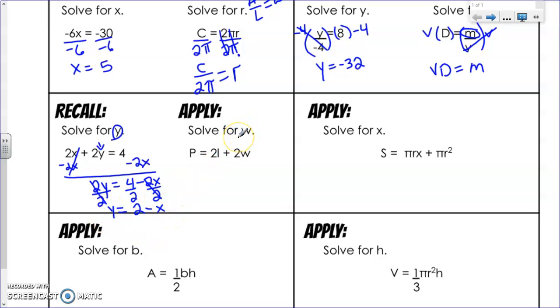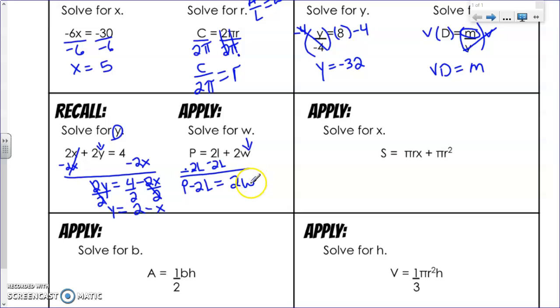Okay, let's look at this one. I'm solving for w. So I need to move 2l, so what would I do? It's plus. So I'm going to subtract 2l from both sides. I get p minus 2l, and that looks like a 21. If you want to put a little leg on the L, you can. Equals 2w. Okay, does that make sense? Does everybody understand why I subtracted?